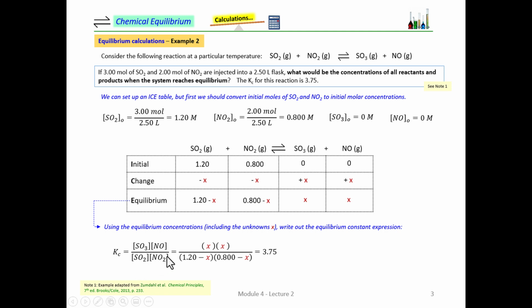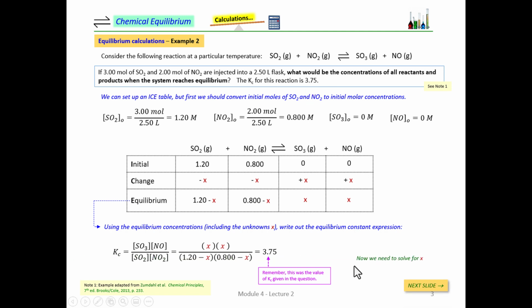So using this equilibrium constant, we write out an equilibrium constant expression. Because of course the equilibrium constant expression would be the concentrations of the products raised to the power of the coefficients in the equation, divided by the product of the concentrations of the reactants raised to the power of the coefficients in the balanced equation. In any event, we substitute in the equilibrium values, which here would be x and x for SO3 and NO, and 1.2 minus x and 0.8 minus x for SO2 and NO2, and we set this equal to 3.75, which was the given value of the Kc.